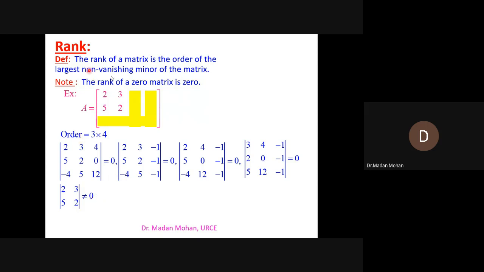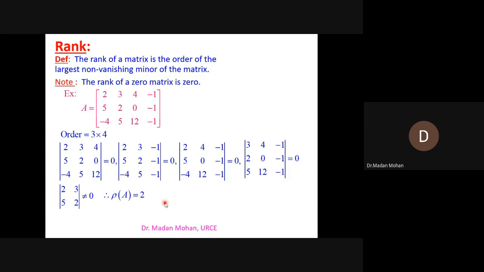Non-vanished minor. So observe it. What is the order of this? Order 2 cross 2, simply 2. So the order of the largest non-vanishing minor is called rank. Its order is 2. Hence, the rank of the matrix is 2. We denote it as rank of A is 2. It is the definition of rank.